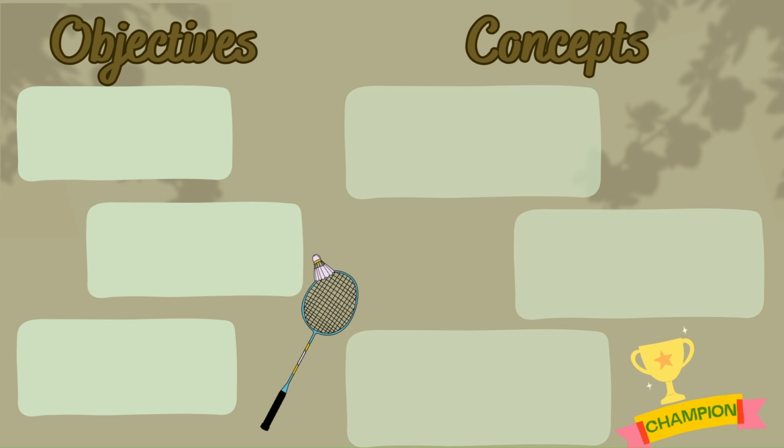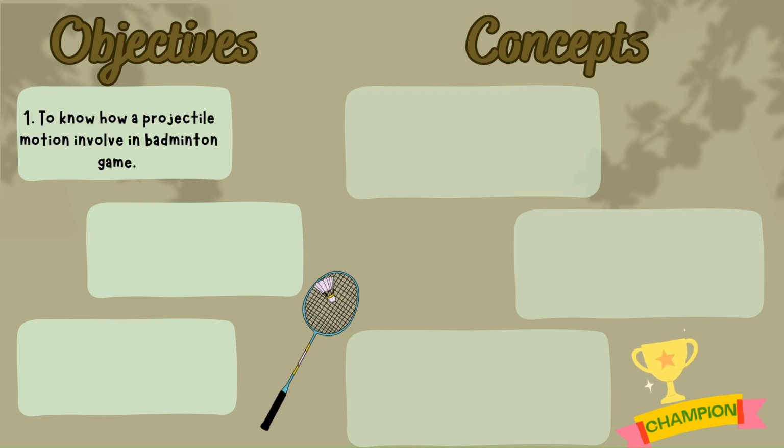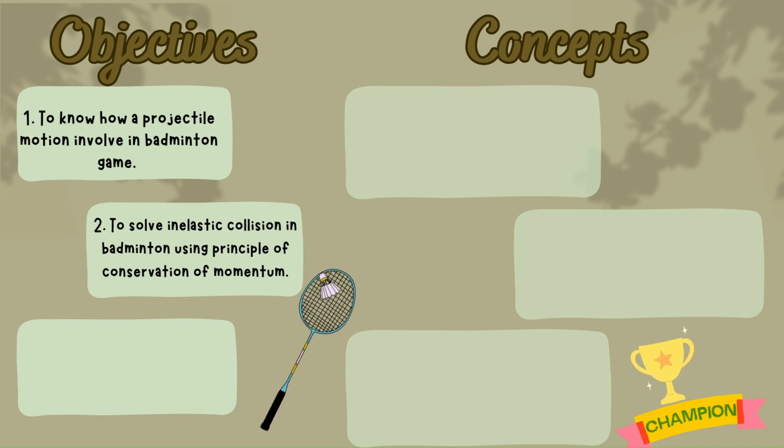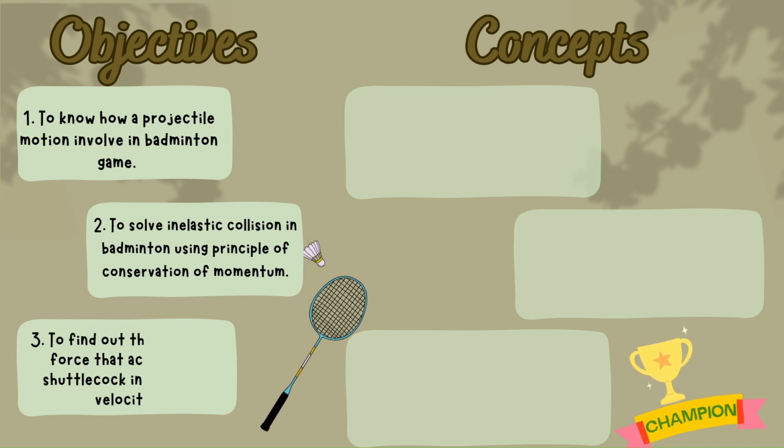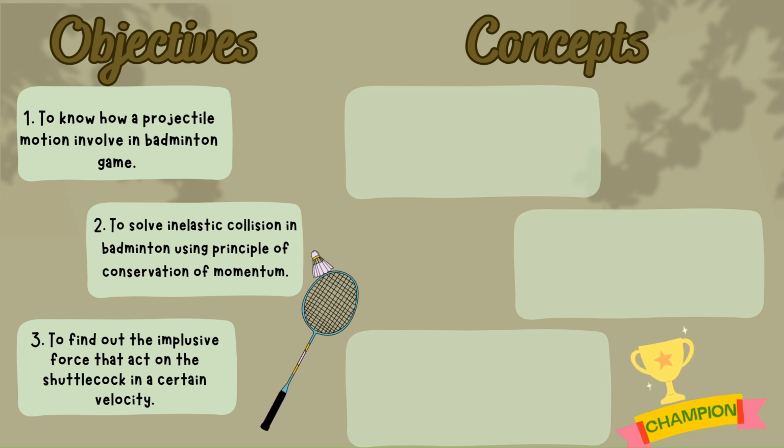There are three objectives here. First, to know how projectile motion is involved in a badminton game. Second, to solve inelastic collision in badminton using the principle of conservation of momentum. And the last one, to find out the impulsive force that acts on the shuttlecock at a certain velocity.